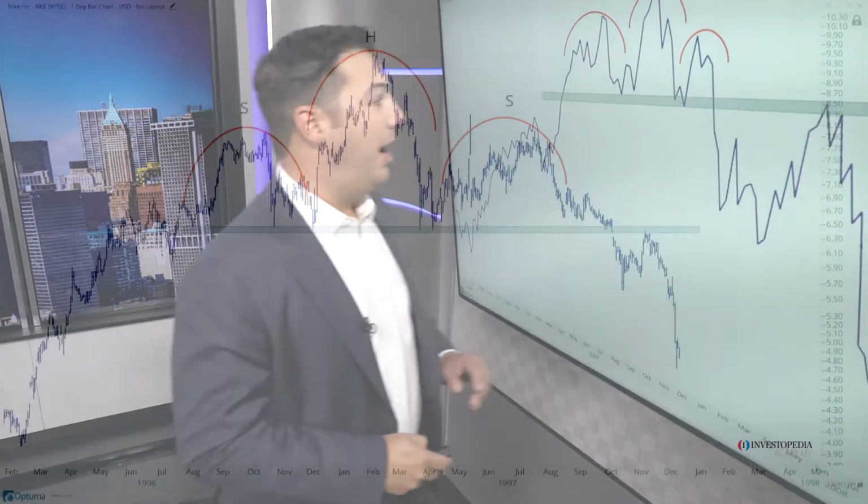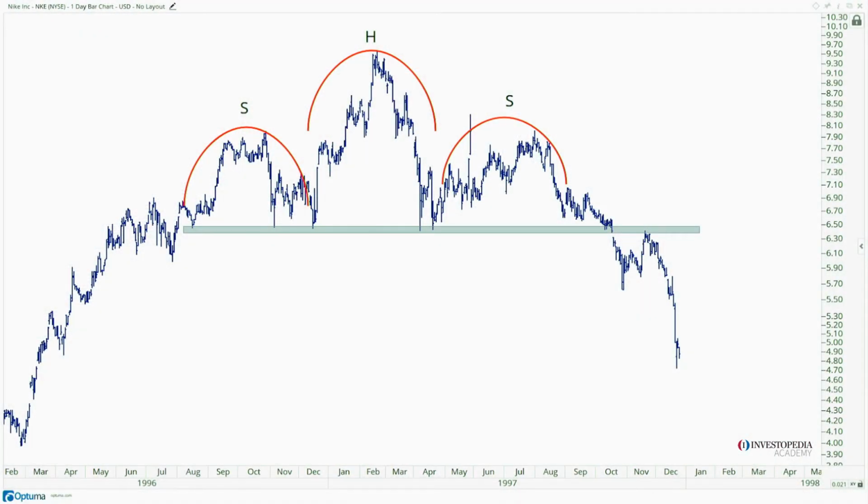We see it in patterns. We see it in normal trading on an intraday basis, longer term. But I think it's important to reiterate that when you get those kickbacks in those head and shoulders, those are opportunities to fade, not opportunities to be buying. Another great example of a head and shoulders top is Nike in 1996, 1997.